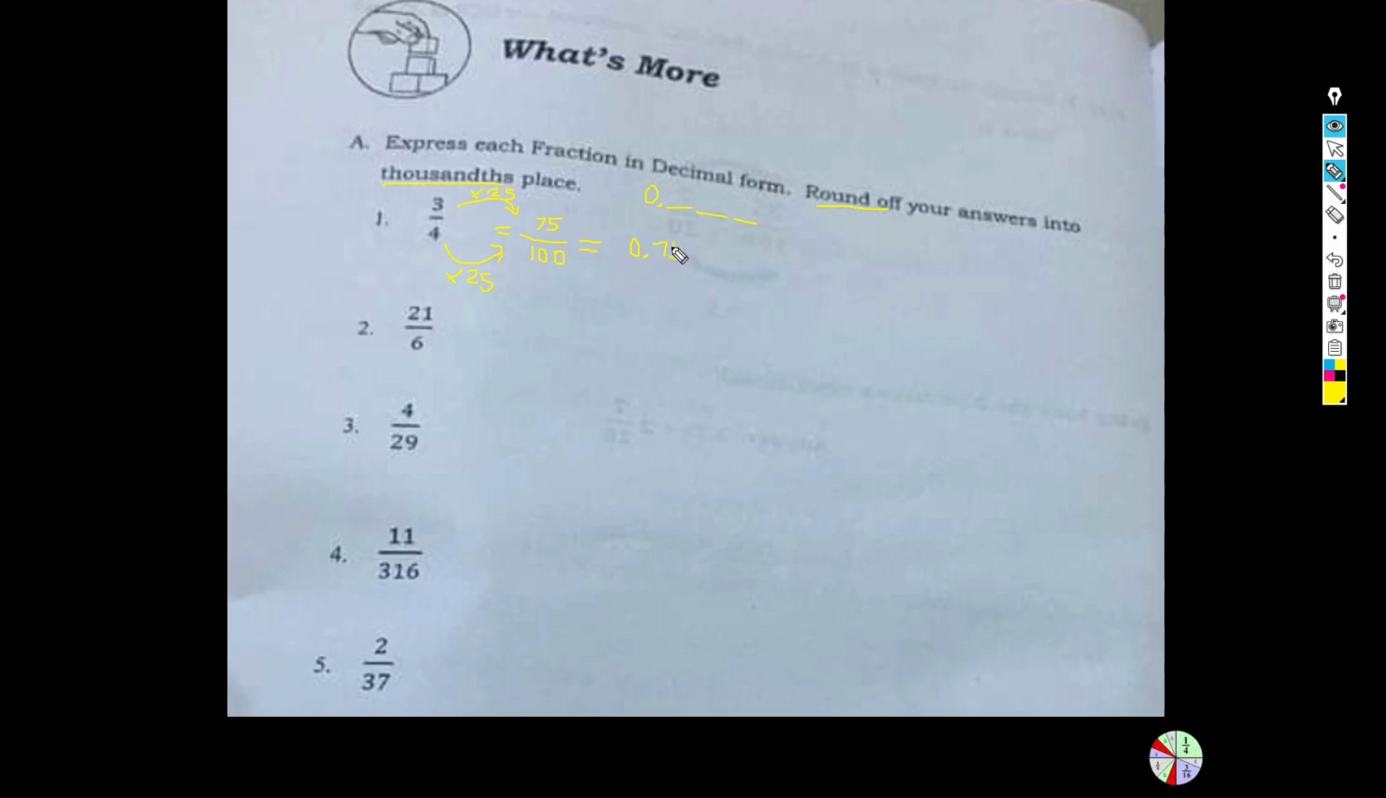So if you want it in thousandths place, if you want it to have 3 decimal places, you could just write 0.750. Okay, thousandths place. It's just the same. Number 2, 21 over 6 or 21/6.